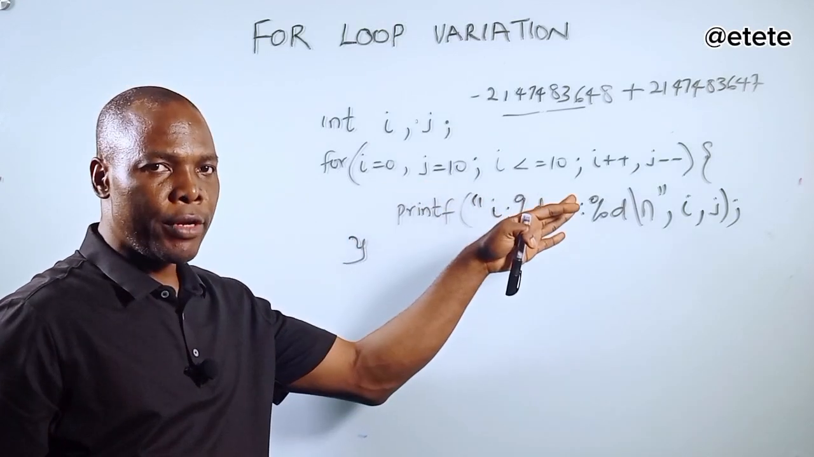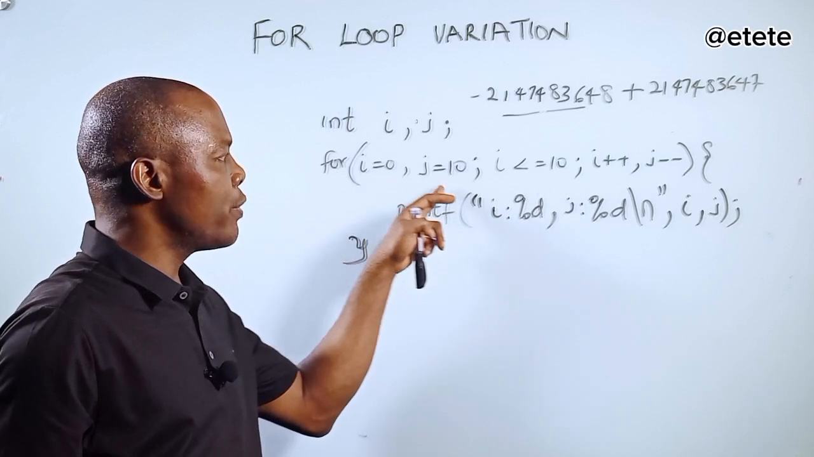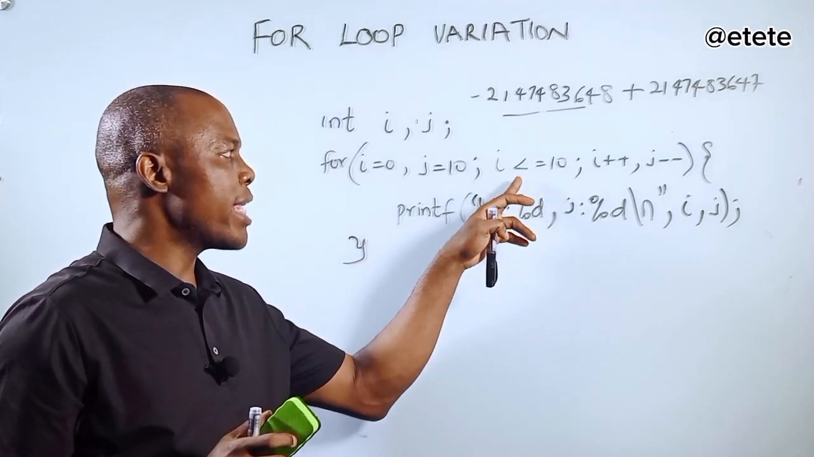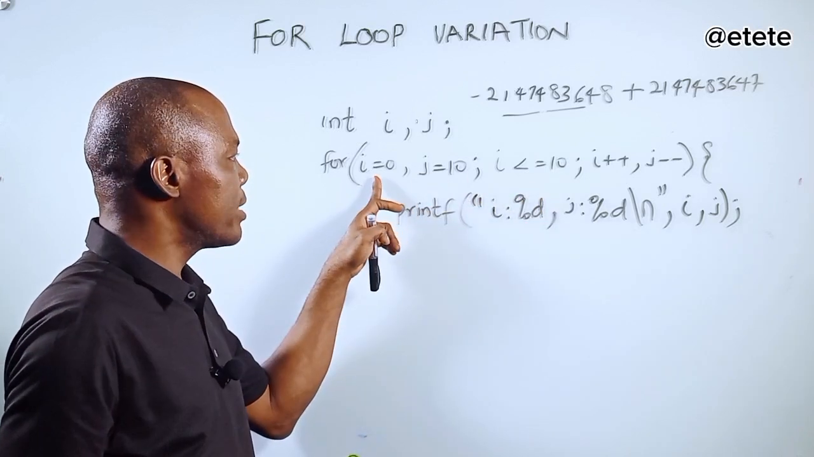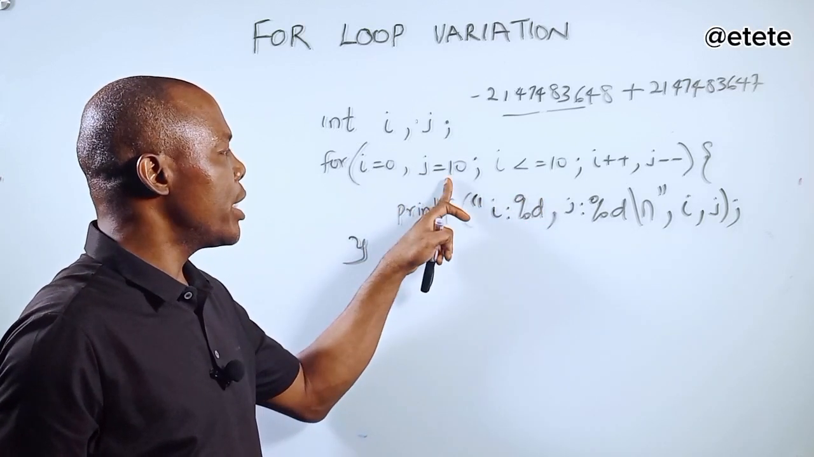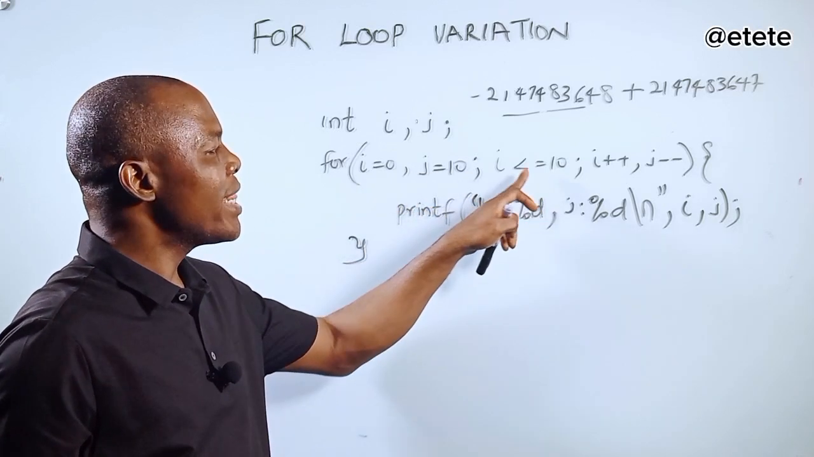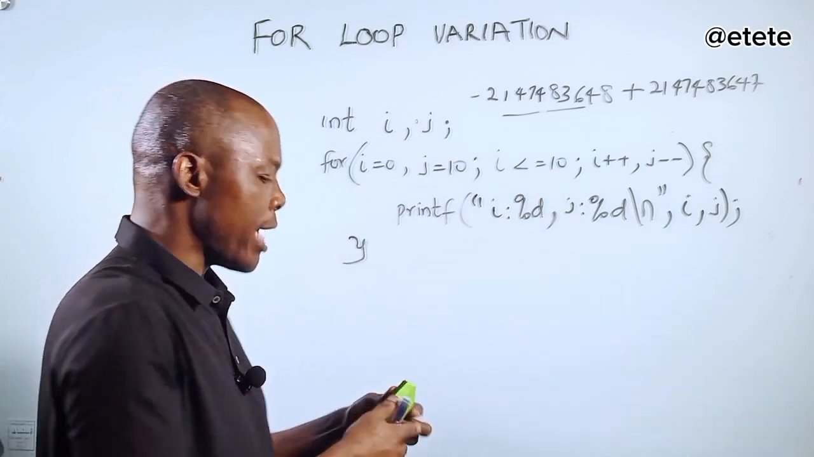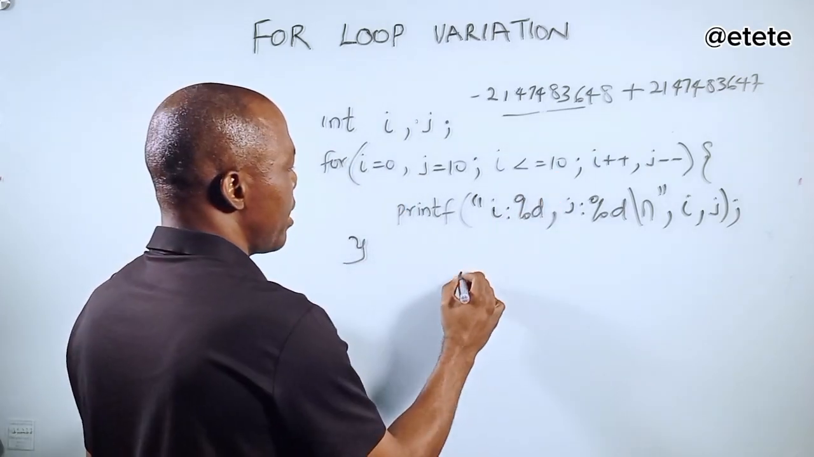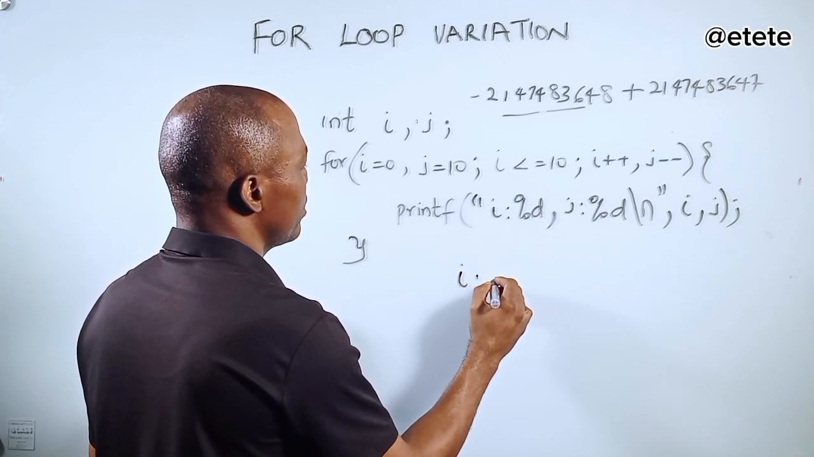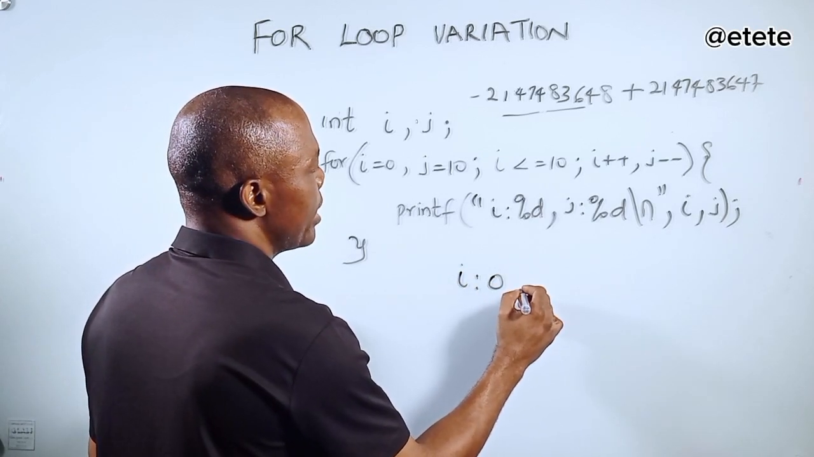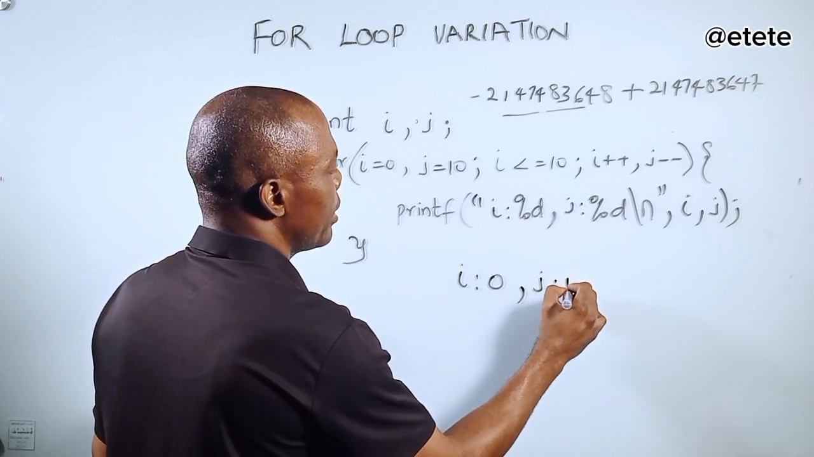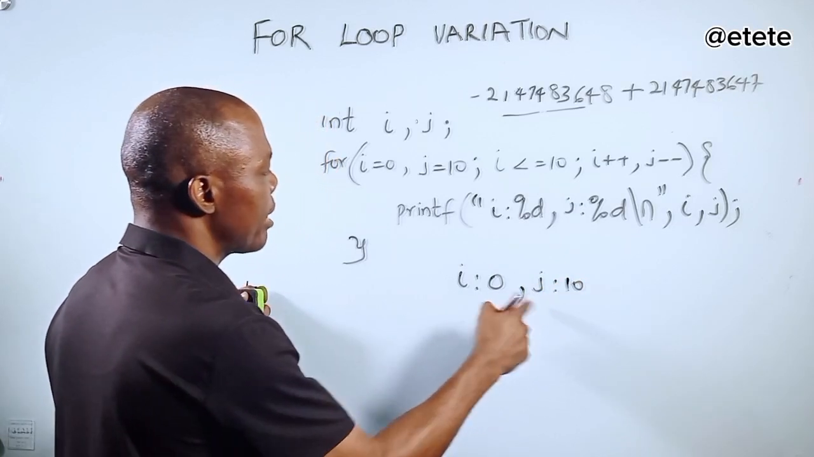Now, this is another variation. You can see that I have two variables, but the condition is always i less than or equals to 10. So i is 0, right? And j is 10. i less than or equals to 10, i is 0, that is true. It will go in and it will print out i is 0, and then j is 10, right? It will print it out this way.